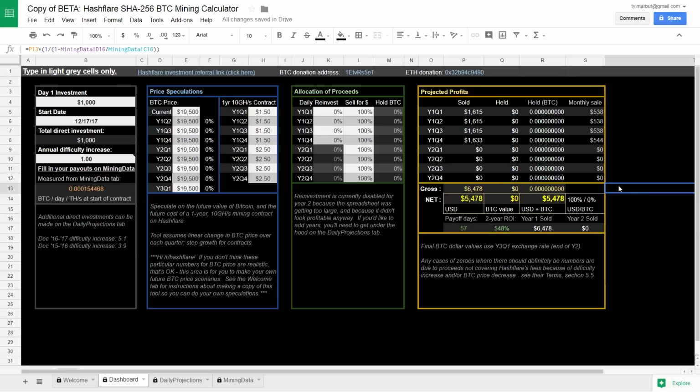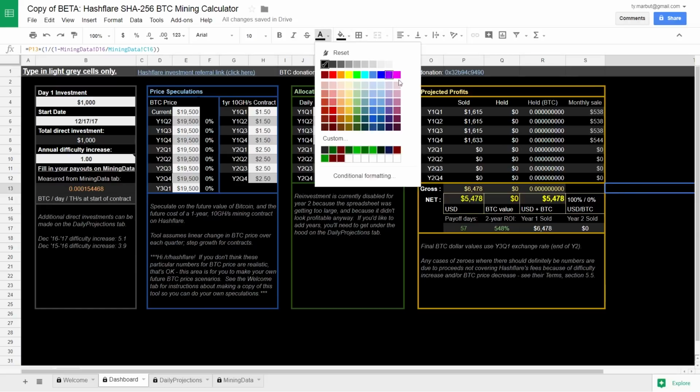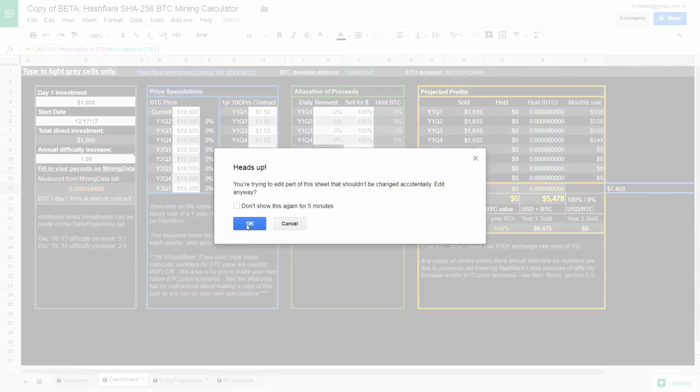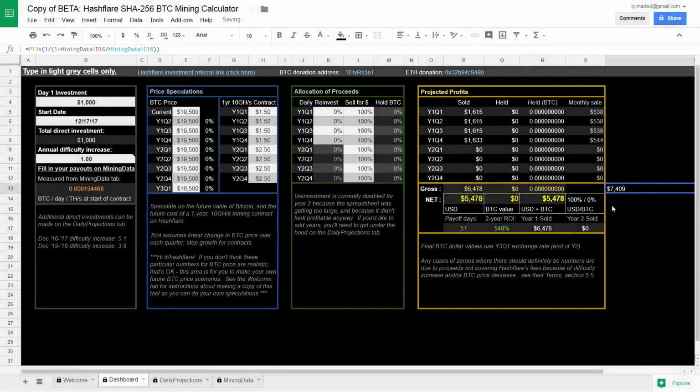And so I have a cell here that's kind of hidden, but if I turn it white, this is what your panel would say right now. It's this less the fees, basically. So this is some settings that you can use to help check and make sure this is realistic to what the Hashflare panel says, even though that panel is full of it.